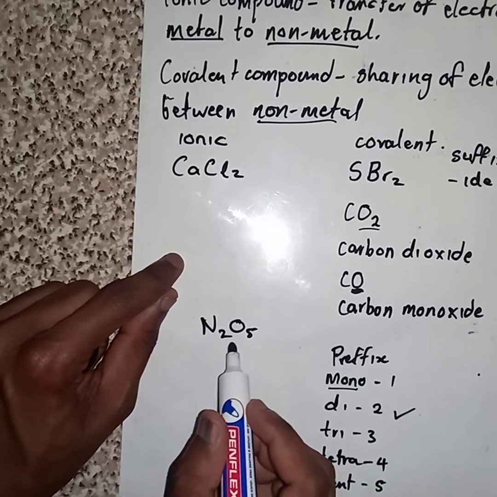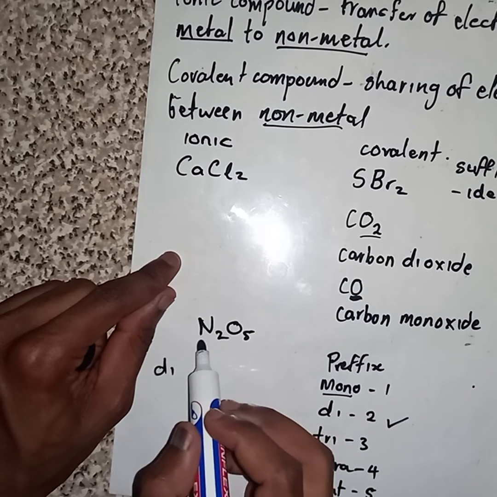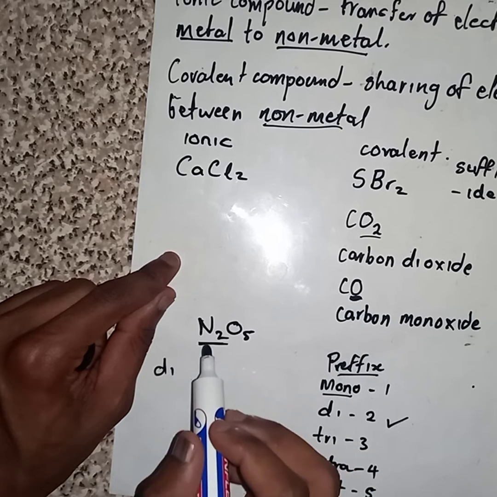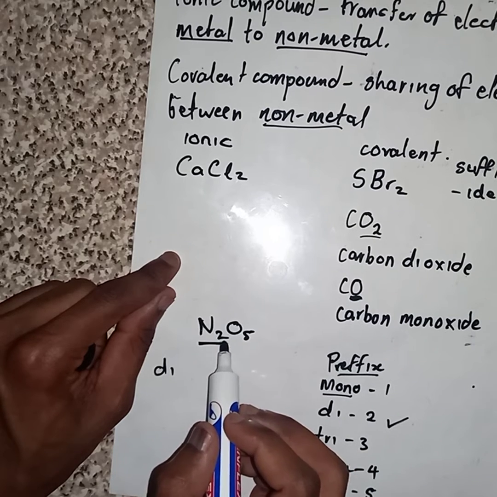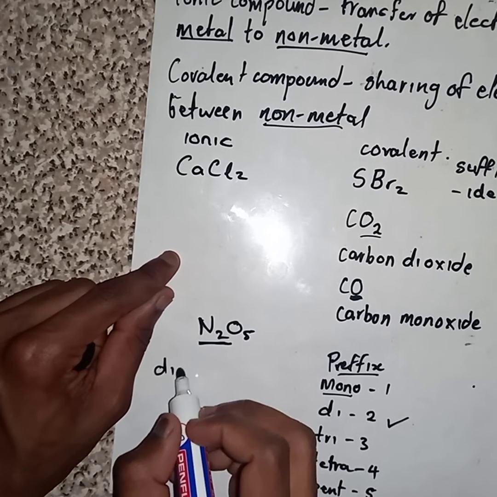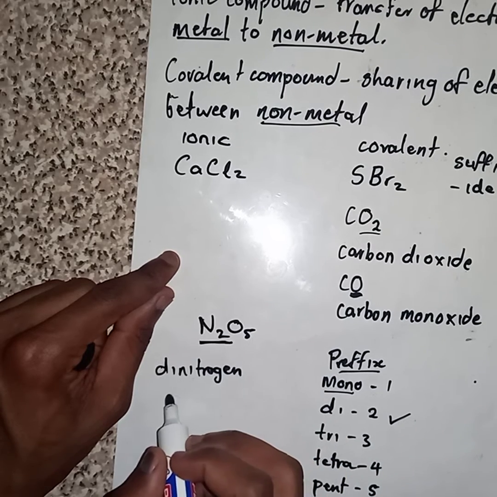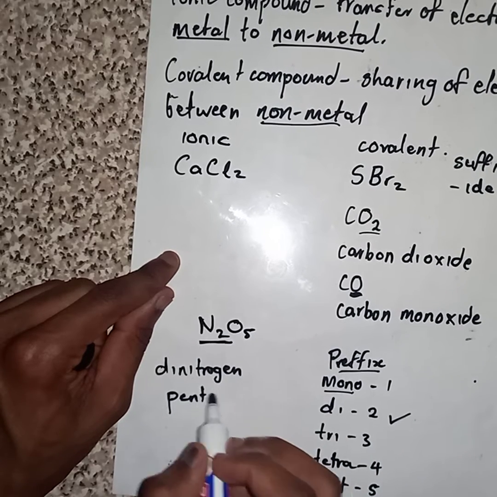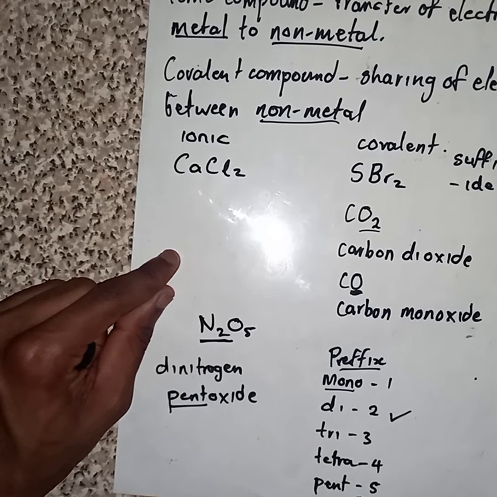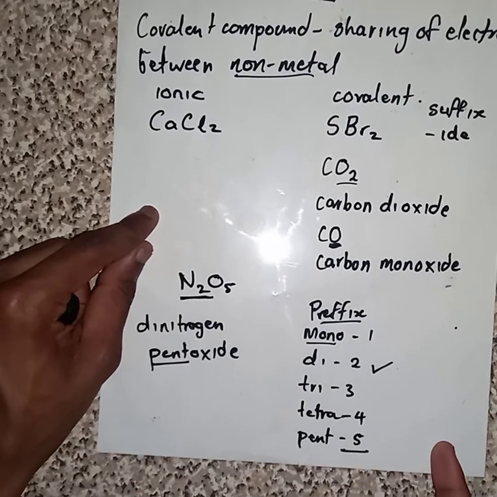Then this one is going to be N2O5. How many nitrogen do I have? 2. Then we say di. You see, we only include the prefix whenever we have 2 for the first element. Dinitrogen pentoxide. Pent means 5. So simple. It's so simple.